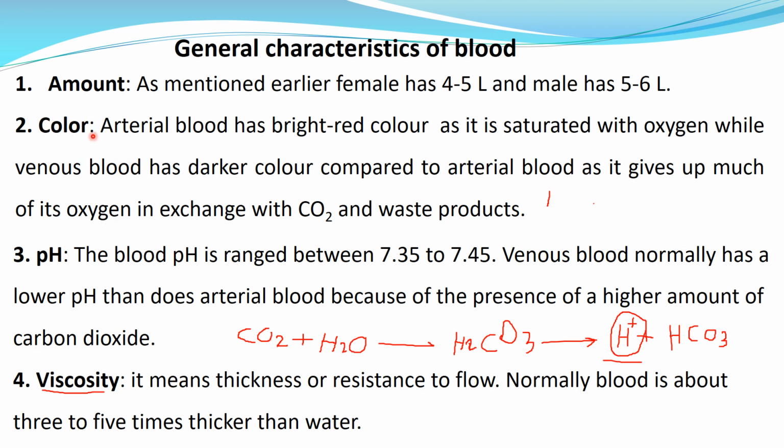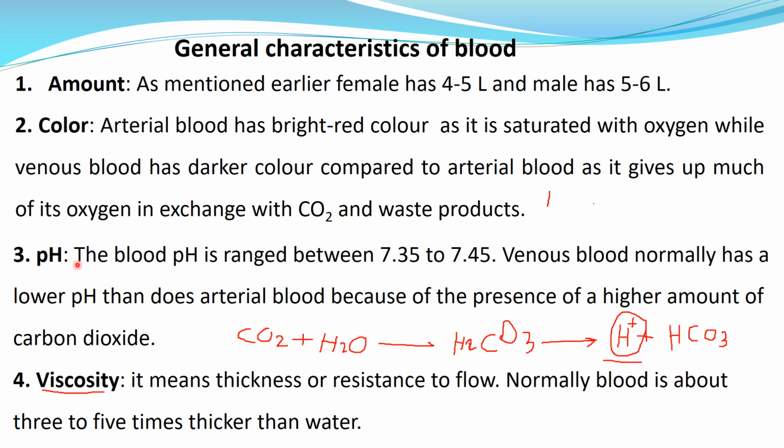So the second property of the blood is the color. Normally, the arterial blood has a brighter color compared to the venous blood. Why? Because the arterial blood is normally saturated with oxygen. I think you might have an idea about this, while the venous blood is normally occupied with what? With the carbon dioxide and waste products. So that makes the venous blood a bit darker compared to what? To the arterial one.